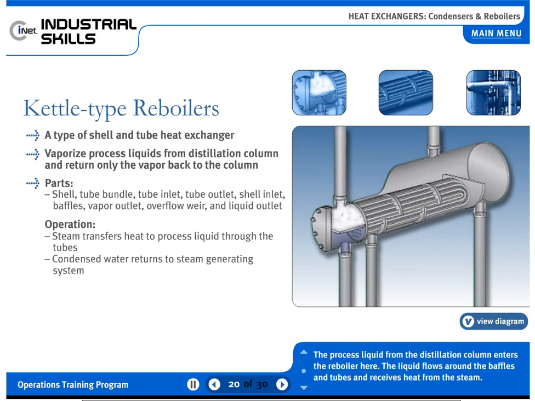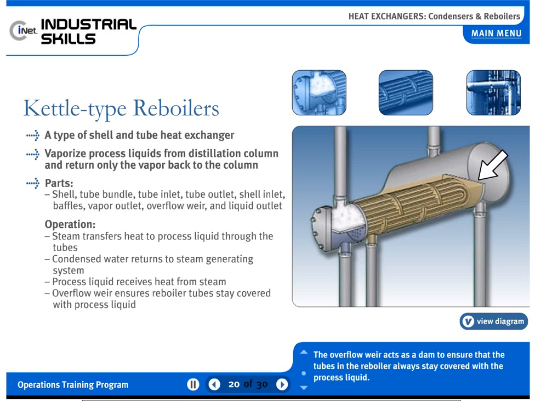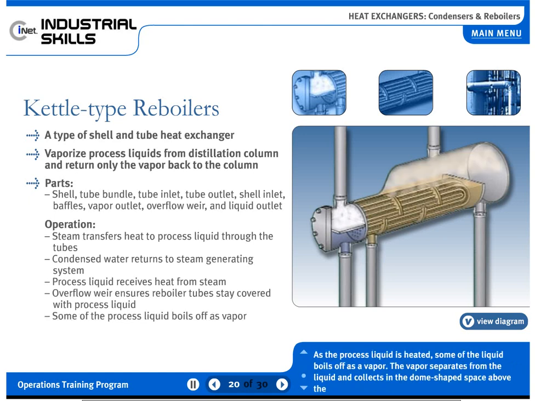The process liquid from the distillation column enters the reboiler here. The liquid flows around the baffles and tubes and receives heat from the steam. The overflow weir acts as a dam to ensure that the tubes in the reboiler always stay covered with the process liquid. As the process liquid is heated, some of the liquid boils off as a vapor.